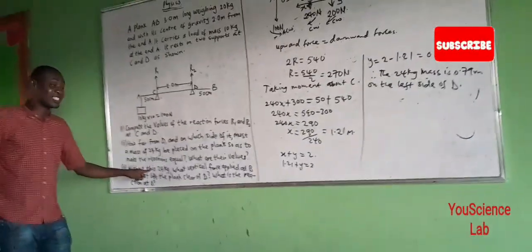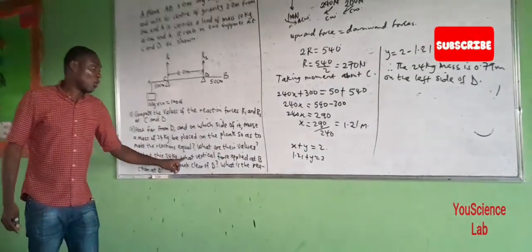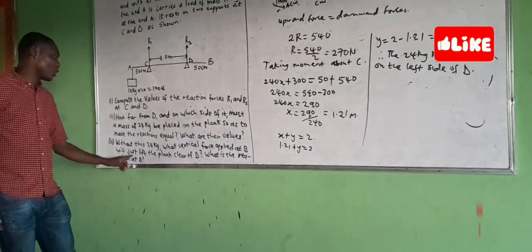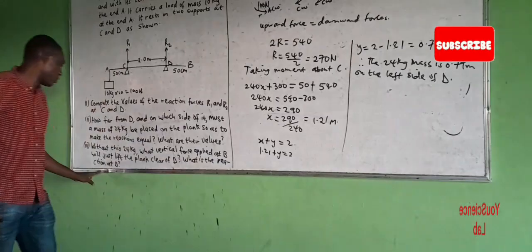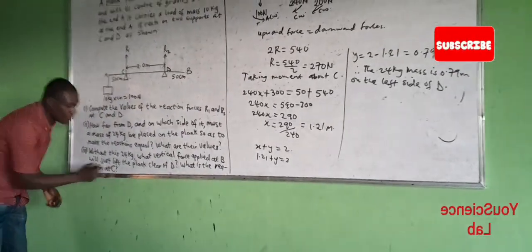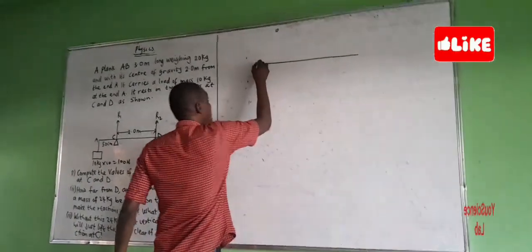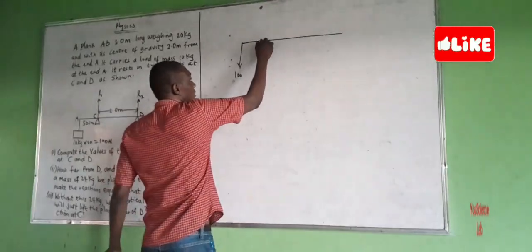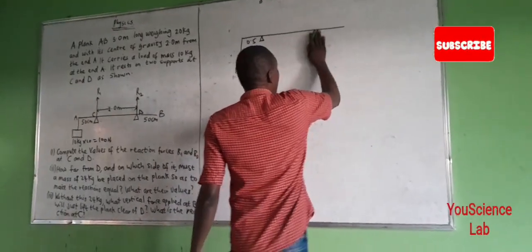Now, they said without the 24 kilogram, what vertical force applied at B will just leave the plank clear of D? What is the reaction at C? At C, not D. Let me explain that. Draw the plank again and include all the forces. This is 100 Newton. This is 0.5.